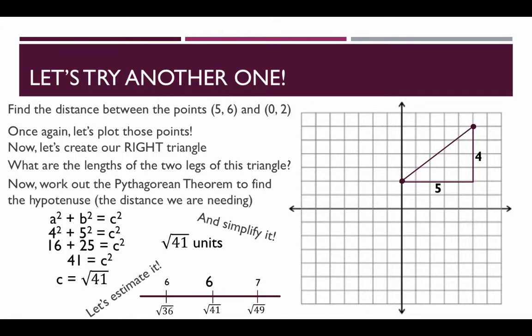And now I need to figure out my fraction so I can figure out what that decimal is. So I'm going to take 41 minus 36 and get 5. And then I'm going to take 49 minus 36, which is 13. So this is 6 and 5/13. And then if I divide that out, I find out that this is about equal to 6.38 units.